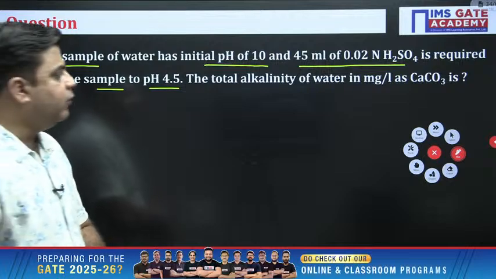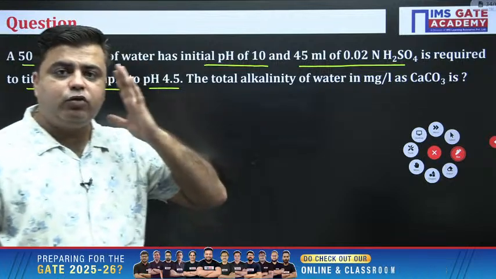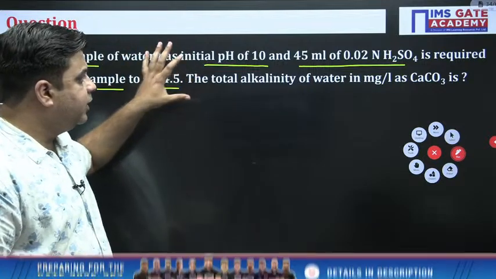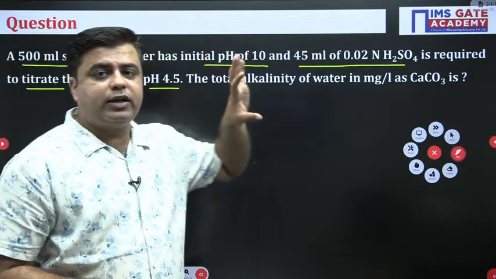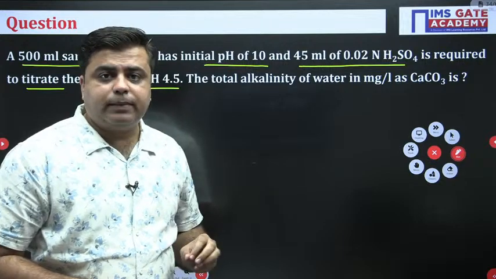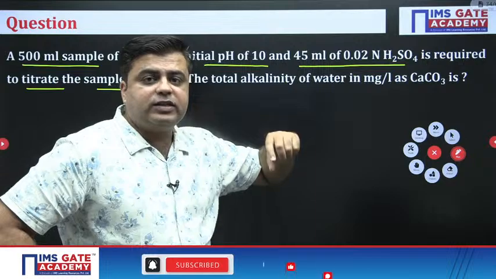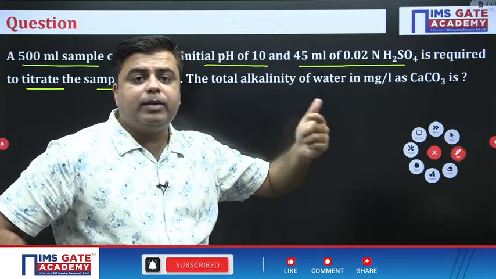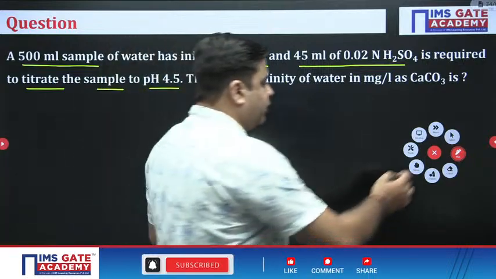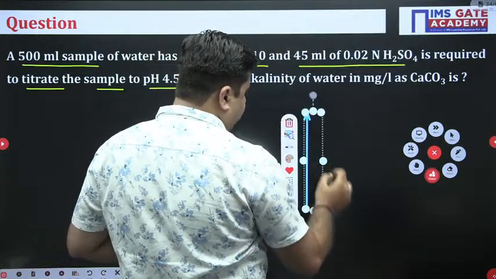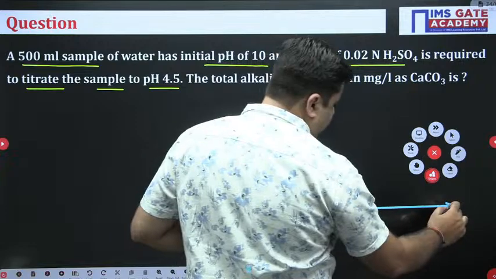Now, when you see this type of questions, you have to recall the entire test that you have done. Basically, this is the test to determine alkalinity of the water sample. When you add 0.02 normal H2SO4 as a titrant, that is when you are determining the alkalinity of the water sample, right? So, if I simply plot you a graph between pH variation and volume of acid used, it will be like this.